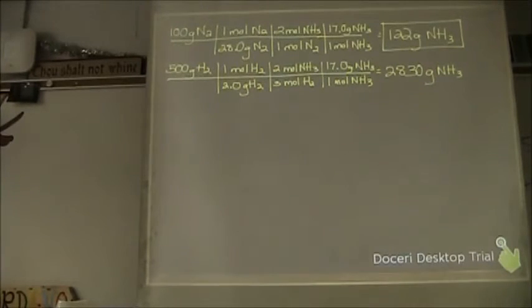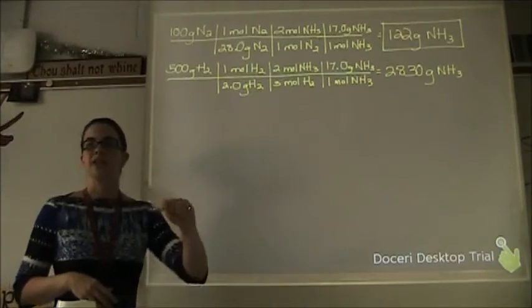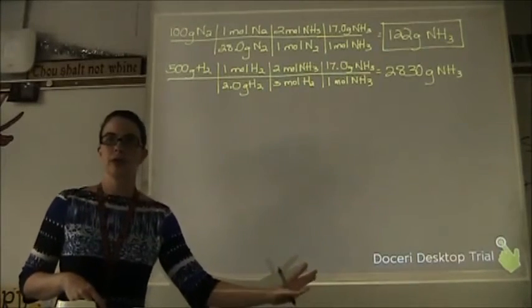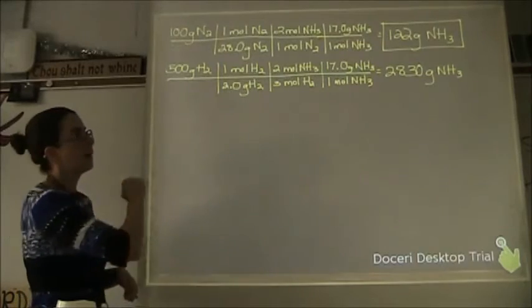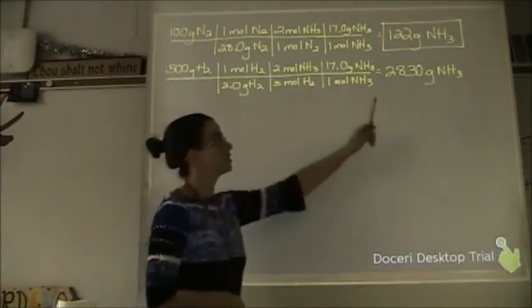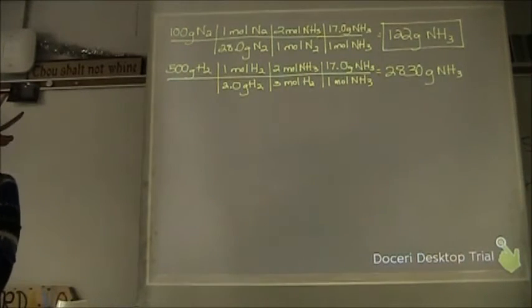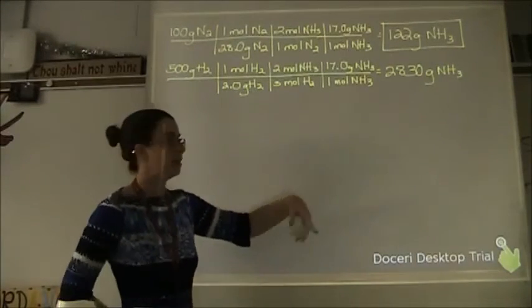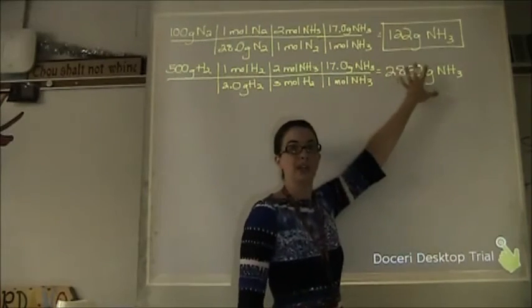But what if the problem said, which reactant is the limiting reactant? Show calculations to prove your answer. Well, I still have to show all of this, but if I put a box around this, I would lose a point. Because the question said, which reactant is limiting? It didn't say how much product can we get. That's a product. That's not a reactant. Don't put a box around it in that case.